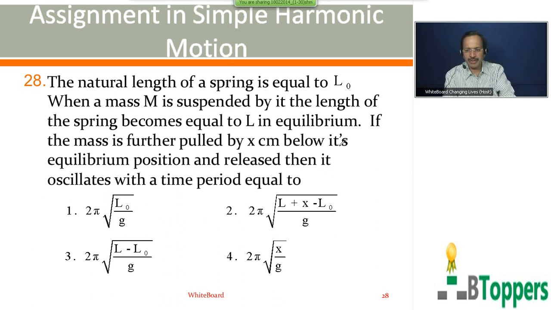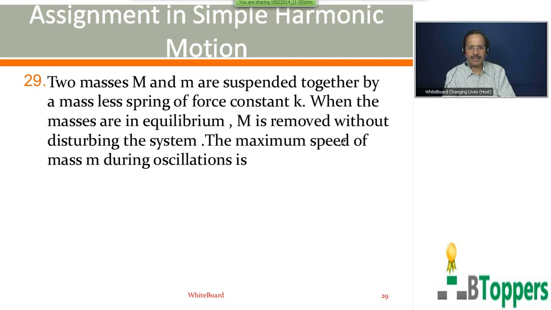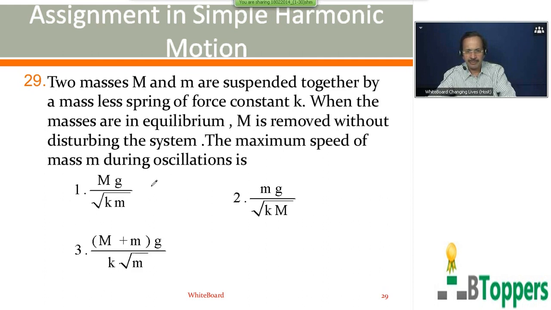I am going to show the next question on screen. See the question number 29. I am going to read the question number 29. 2 masses, capital M and small m, are suspended together by a massless spring of force constant k, and the masses are in equilibrium. Capital M is removed without disturbing the system. The maximum speed of mass small m during oscillations is... So I have shown 4 options on screen.